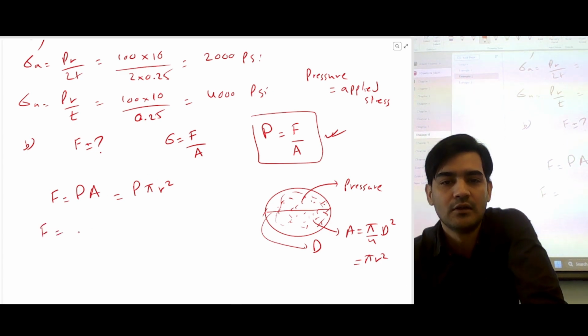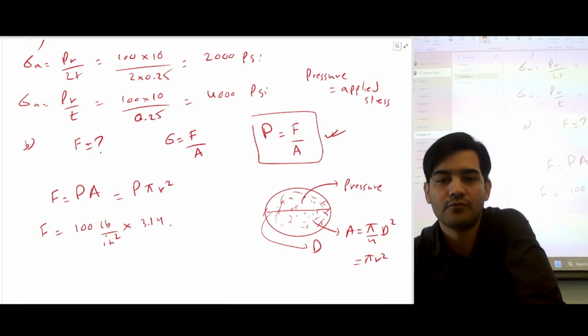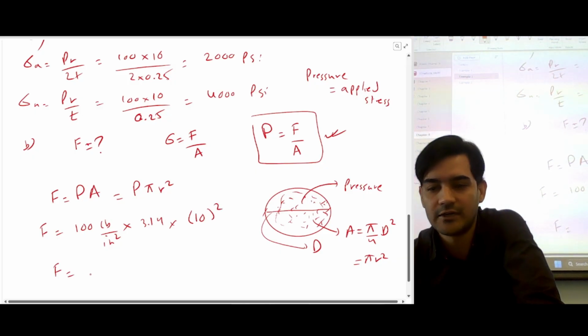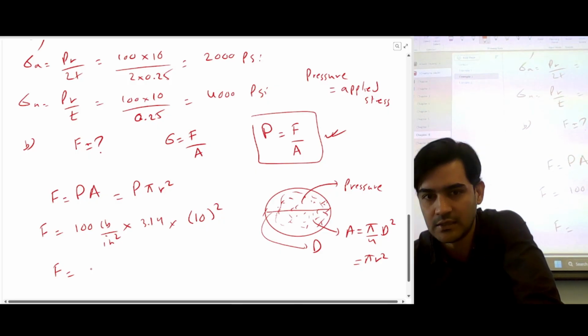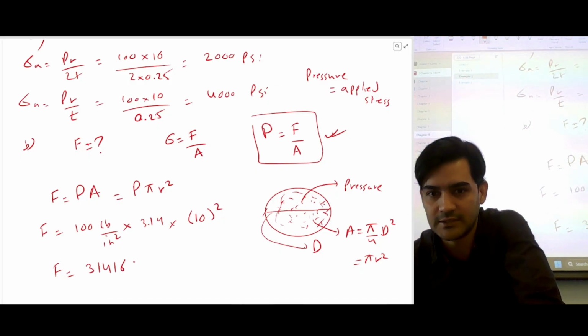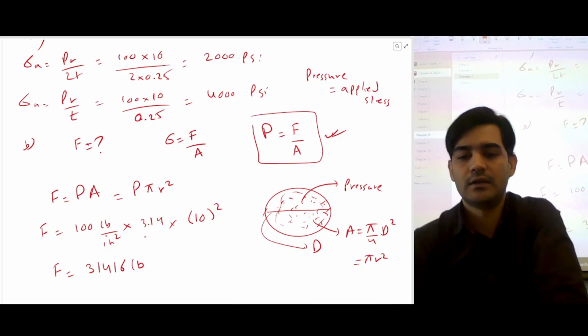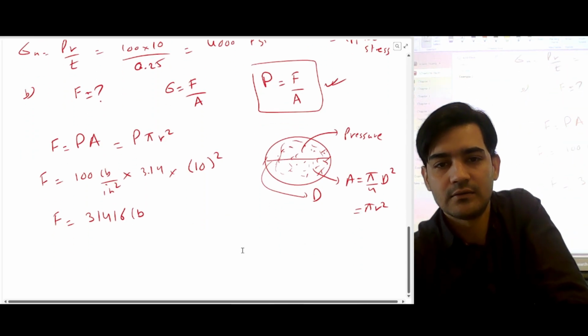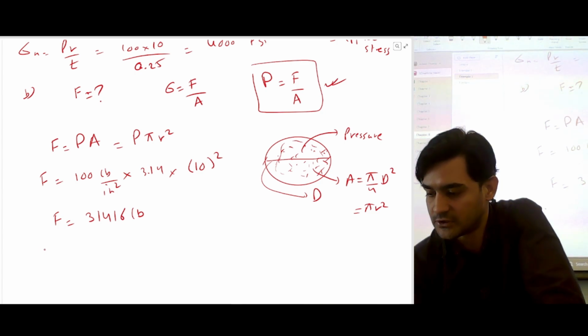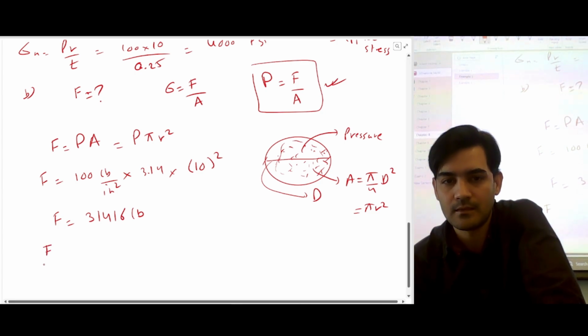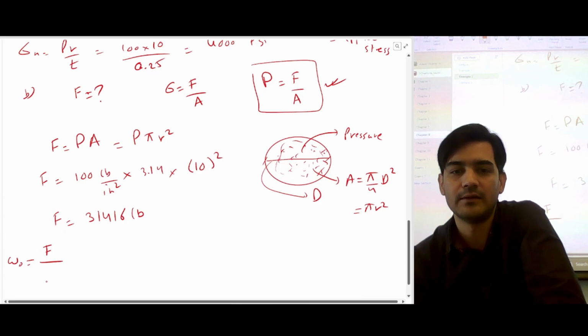So pressure is 100 psi, pound per inch square. Pi is 3.14, and the radius in our case is 10, whole square. So you're going to get the force, which is 31416 pound. And from here we can calculate the force per unit length, which is W naught, right?